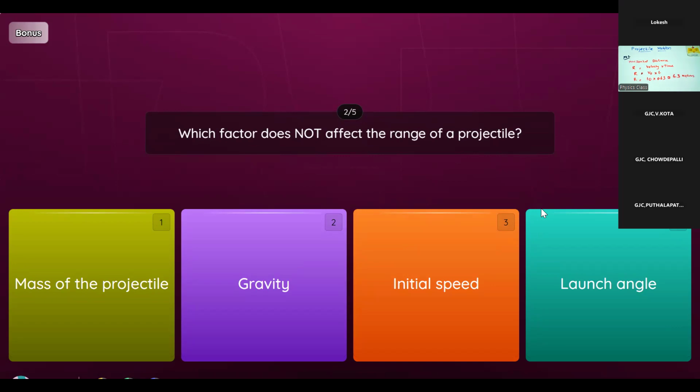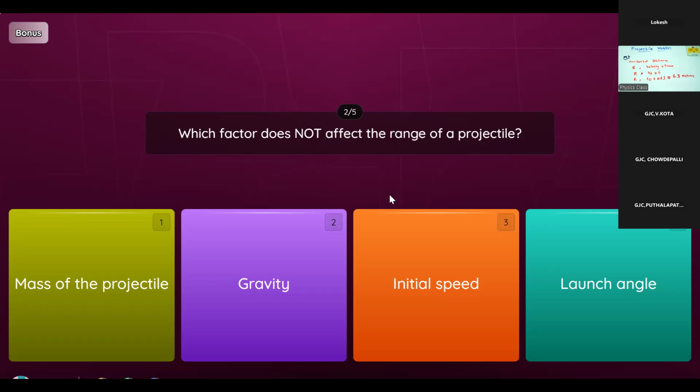Which factor does not affect the range of projectile? You can think about the formula for range. Already I told you in that class. Yes, very good. Government Junior College, Parvatipuram, very good, super. Mass, yes, mass. Very good, super.